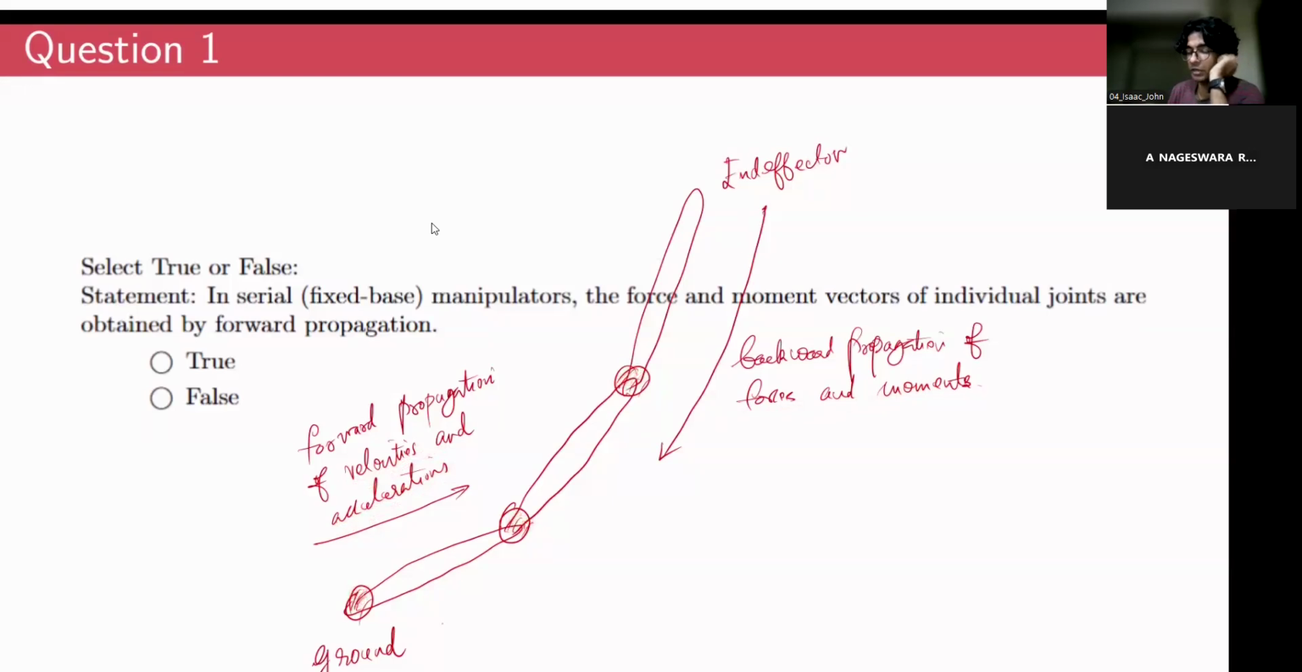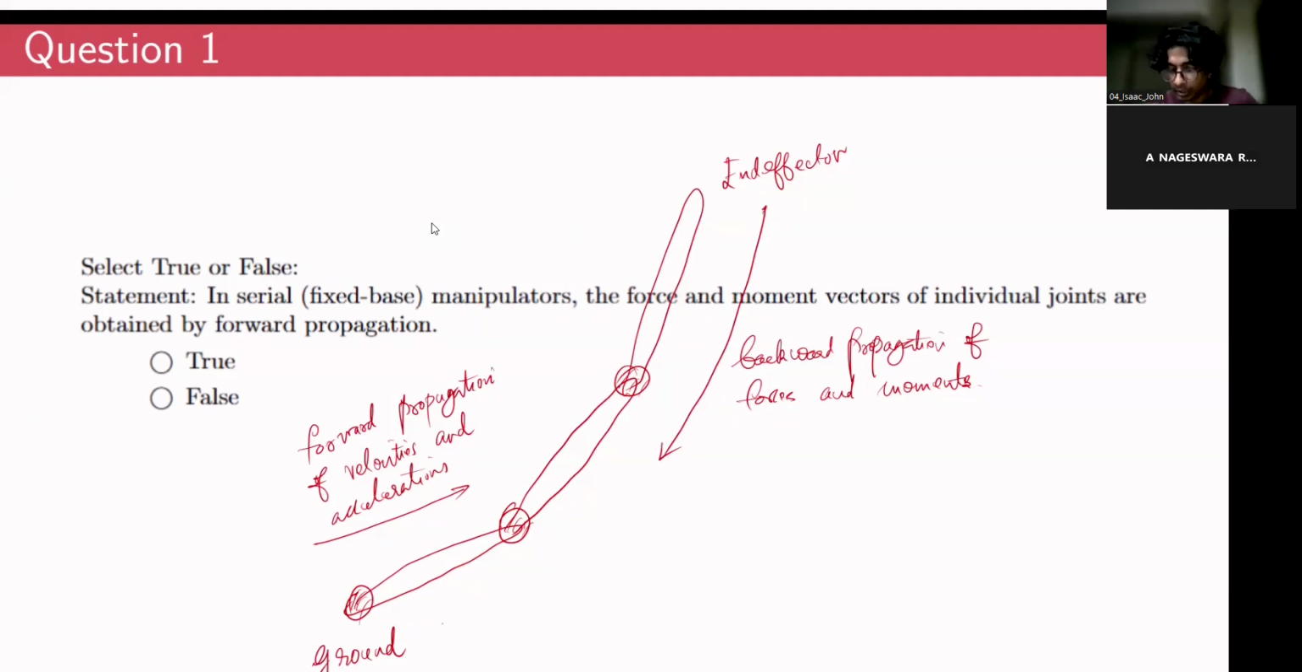So in case of a recursive Newton-Euler method or procedure, what you do is first you propagate the velocities, then you find out the inertial forces and moments. Once you do that, you do the backward propagation by taking the force balance and moment balance for each and every link of the robot. So in that regard, you will get a mapping between velocities, accelerations, and the forces and moments acting on the joints.